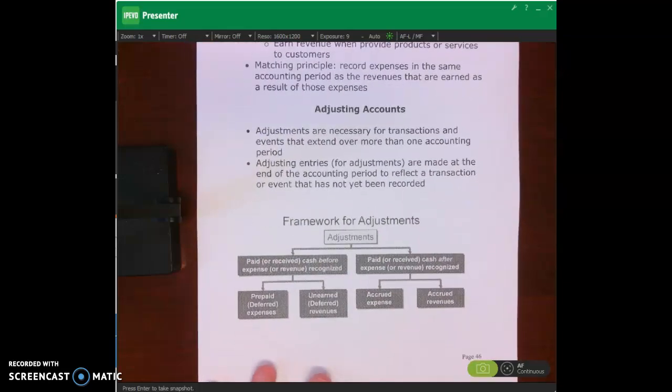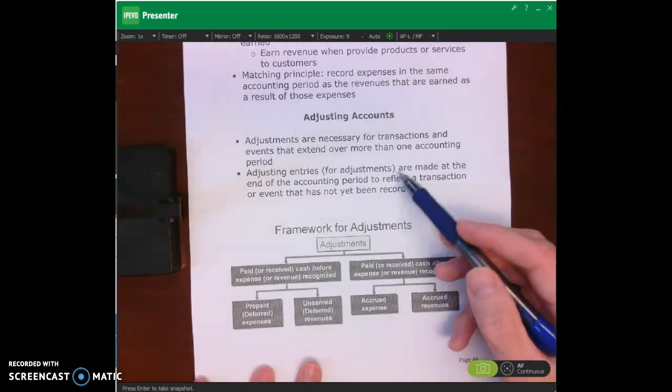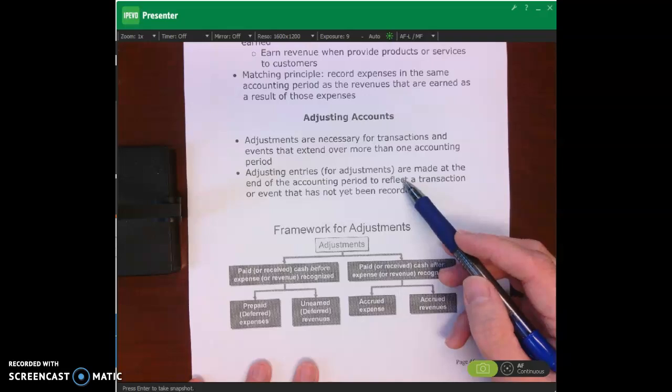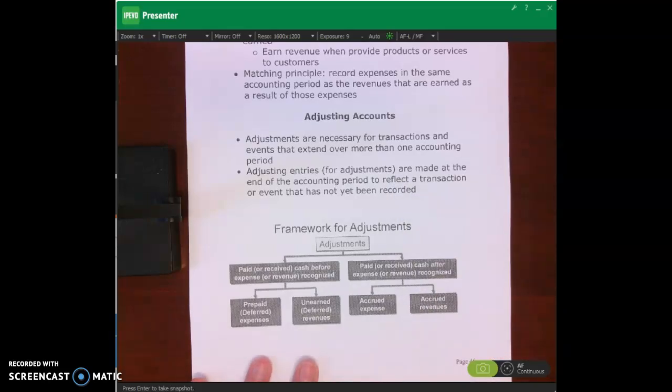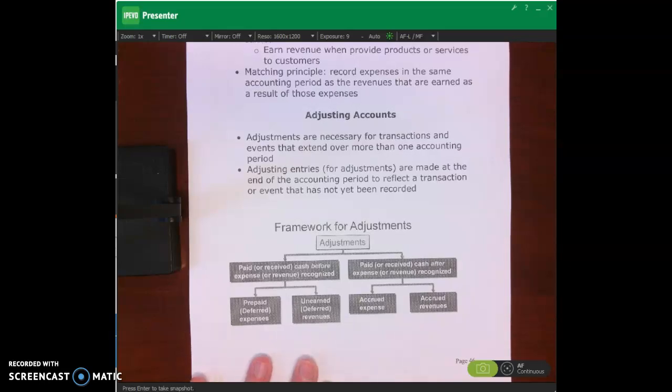Now, this is a good framework for our adjustments down here. We're going to be doing some adjusting journal entries at the end of the accounting period. Okay? We'll be doing our debits and credits, our journal entries for some of these issues down here at the end of the accounting period. We have two different high-level frameworks: paid or received cash before the expense or revenue was recognized. That's called our prepaid expenses. Also unearned revenue. So this is when we paid for that insurance policy 2 years up front. This would be a situation where we get paid up front, but we owe the service.